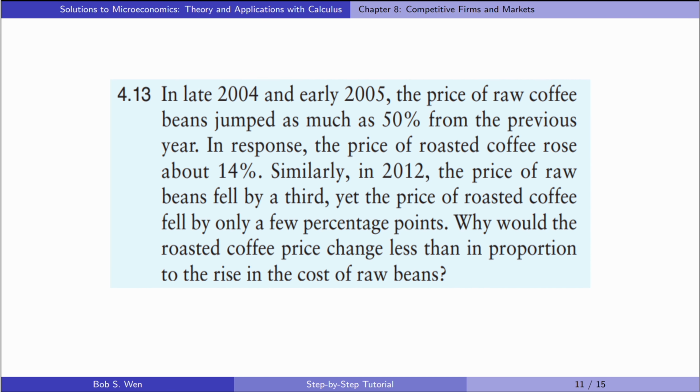Let's find answers to exercise 4.13. In late 2004 and early 2005, the price of raw coffee beans jumped as much as 50% from the previous year. In response, the price of roasted coffee rose about 14%. Similarly, in 2012, the price of raw beans fell by a third, yet the price of roasted coffee fell by only a few percentage points. Why would the roasted coffee price change less than in proportion to the rise in the cost of raw beans?